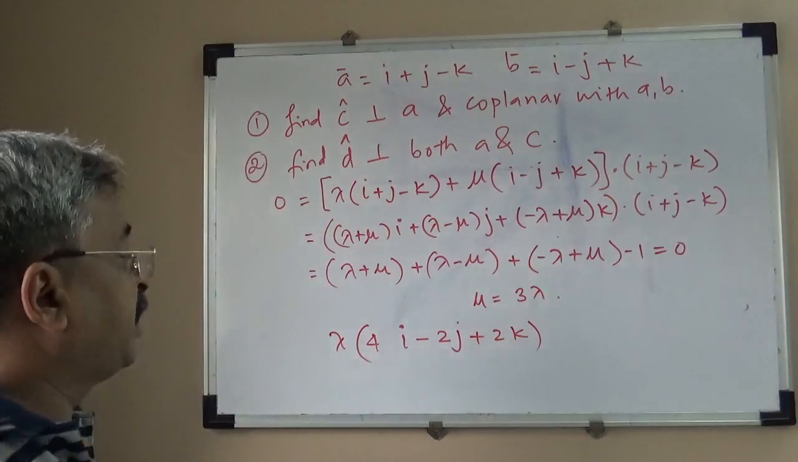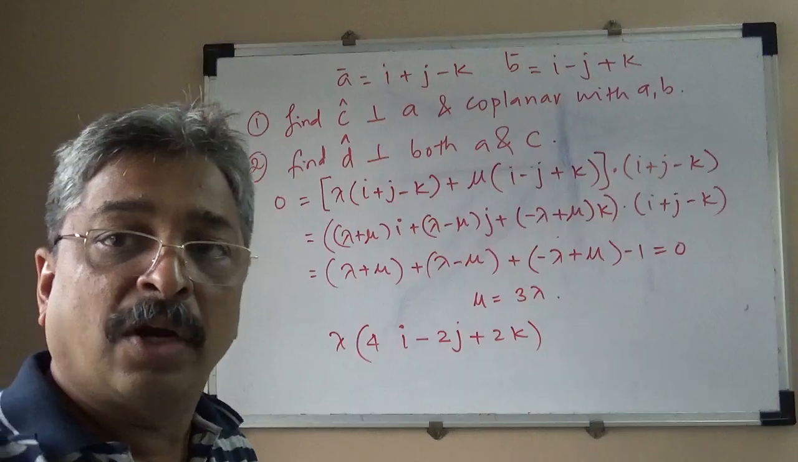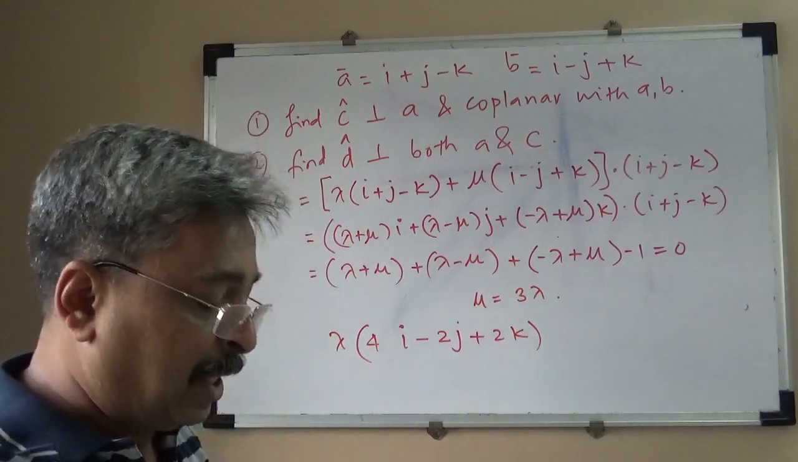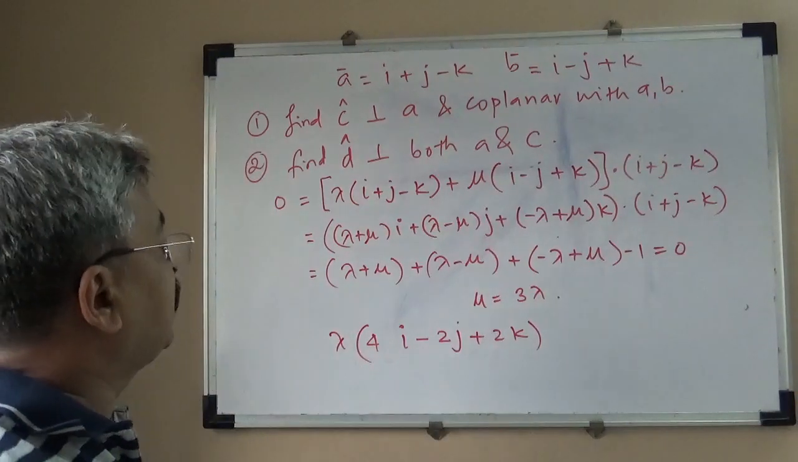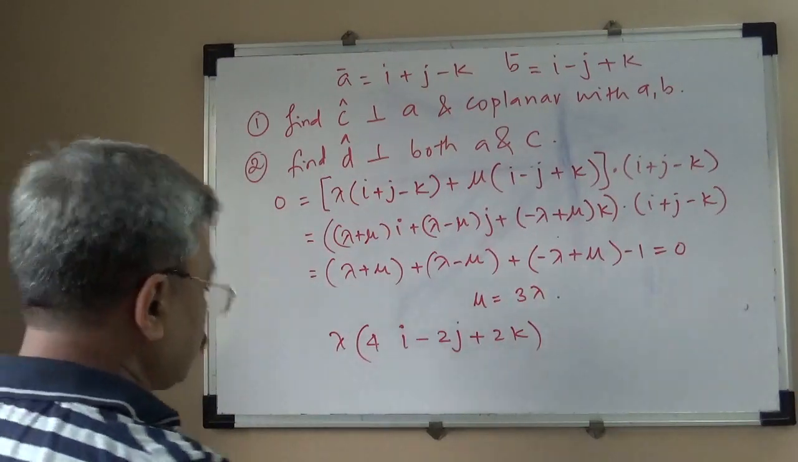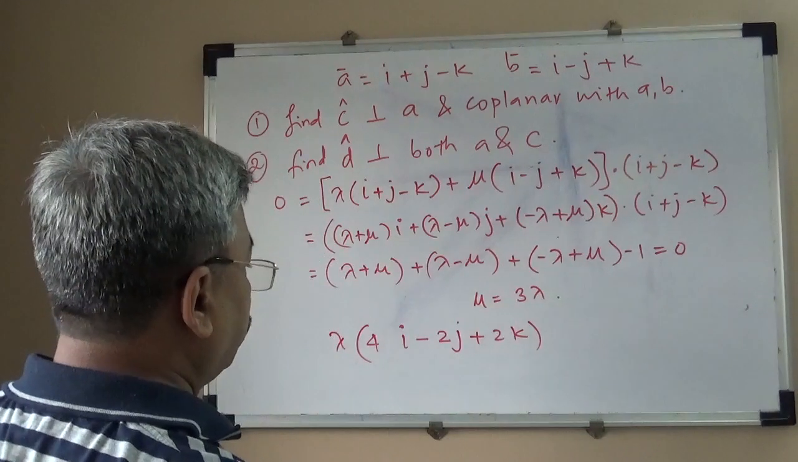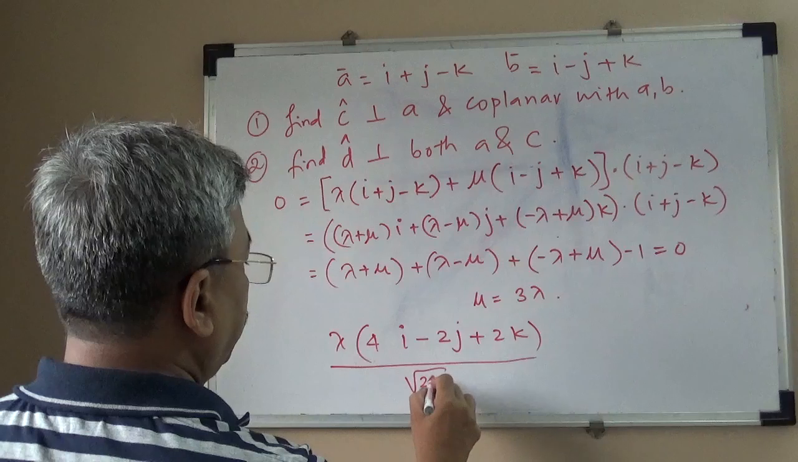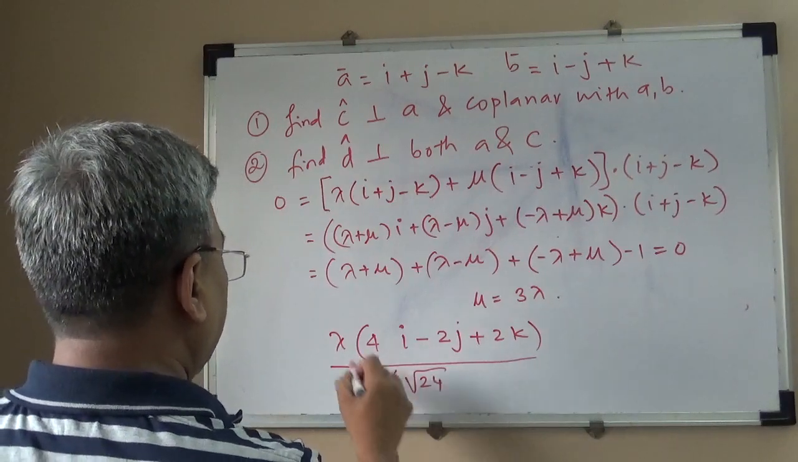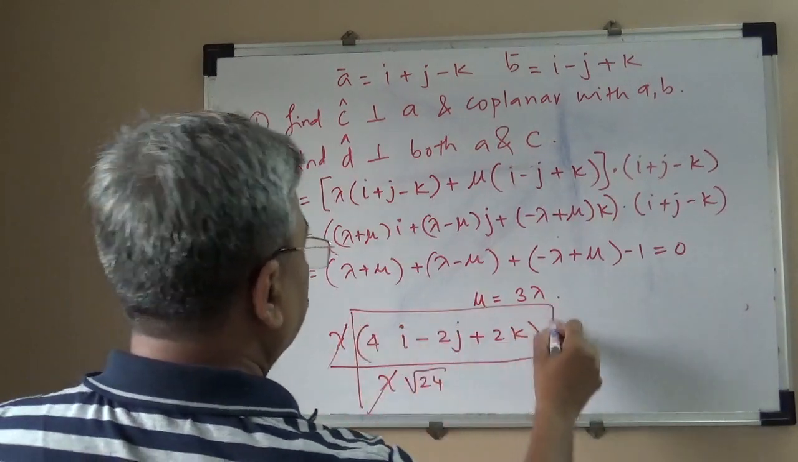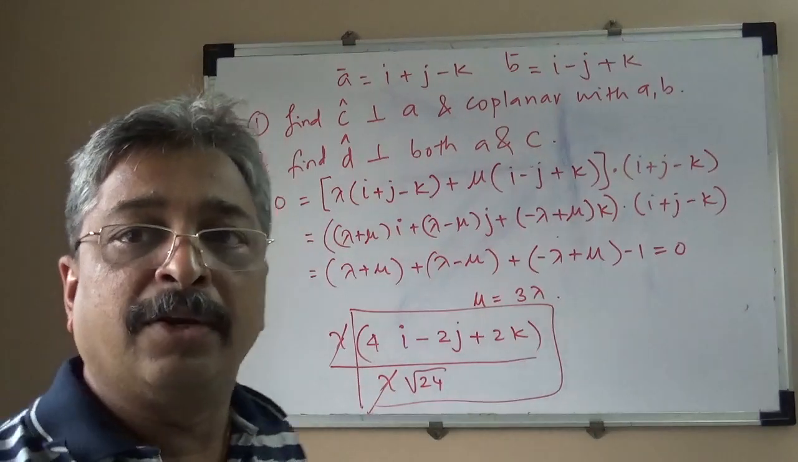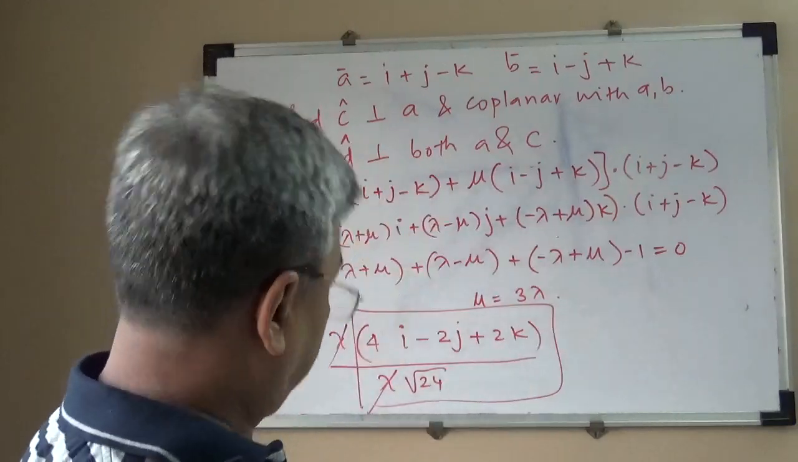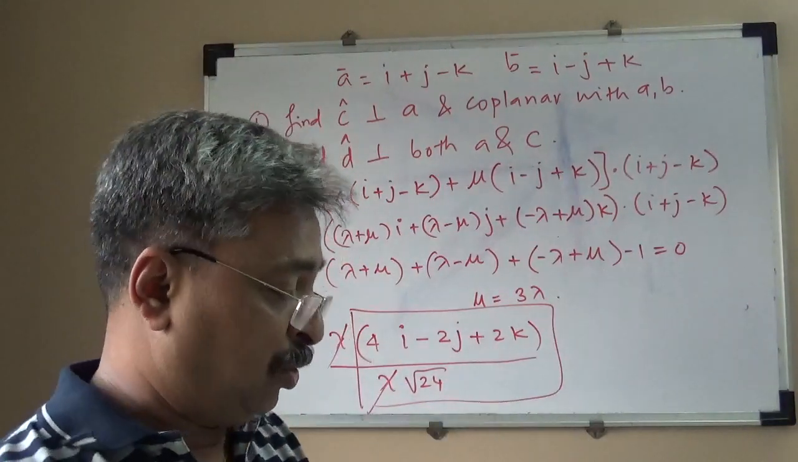This is going to be the vector, but this vector is not a unit vector. Therefore we have to divide this vector by the length of this vector to make it unit, and therefore you will observe that we have to divide this by root 24 lambda. So lambda lambda gets cancelled, and therefore this is the vector that you are looking for. That is the answer. You may try the second one on your own.